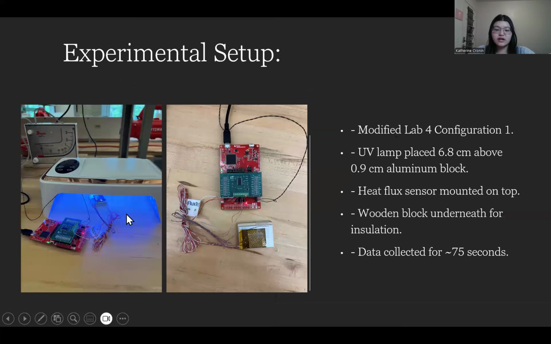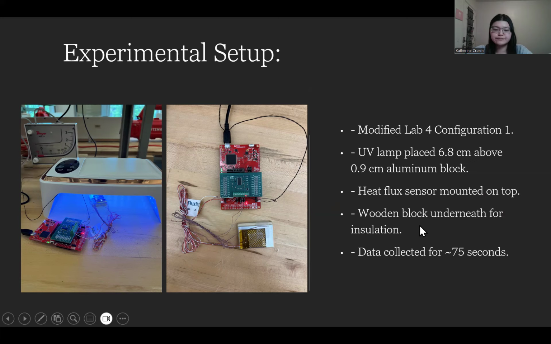On the very left, you can see blue, which is the UV lamp being on. I don't know if you've ever put your hand underneath; they can get quite hot and warm. My model is configuration one, which is the wooden block, then the aluminum plate, and then the heat flux sensor at the very top. That would be my sandwich. I would put it underneath the UV lamp and do data collection for 70 to 80 seconds.